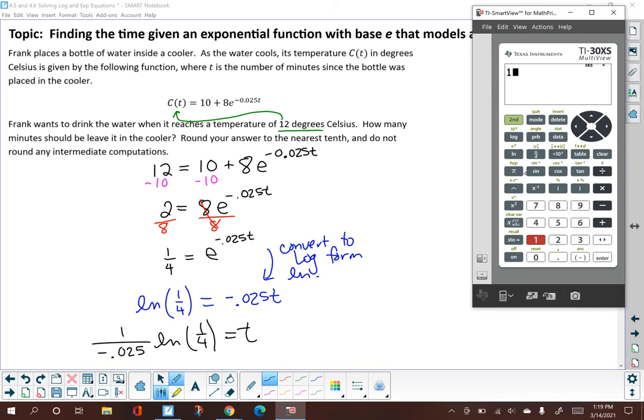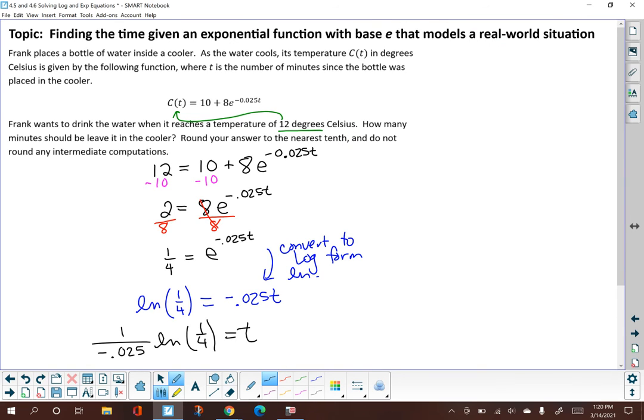So 1 over negative 0.025 times the natural log of 1/4. And so we get 55.45177. It asks us to round to the nearest tenth. So we will report our answer as 55.5 minutes.